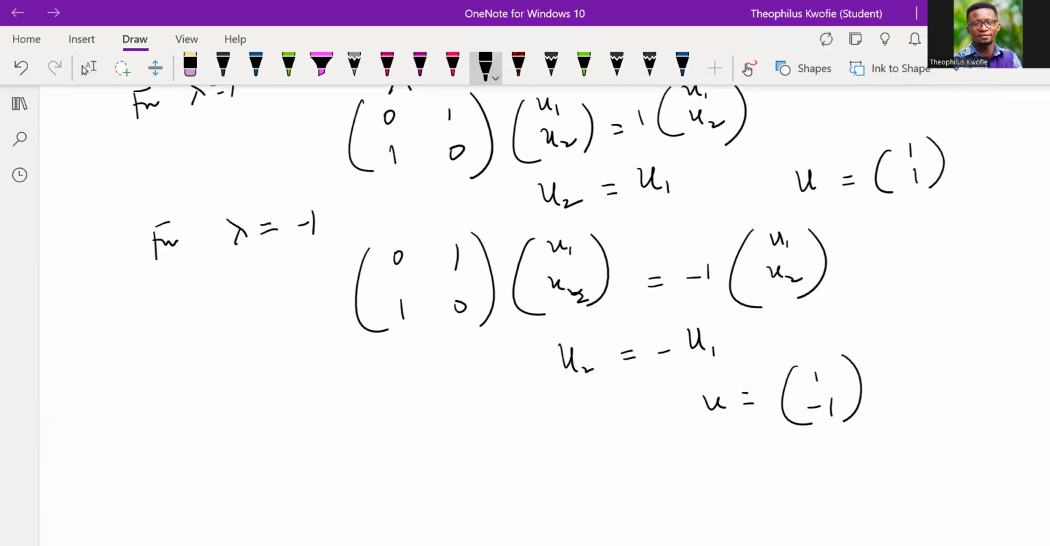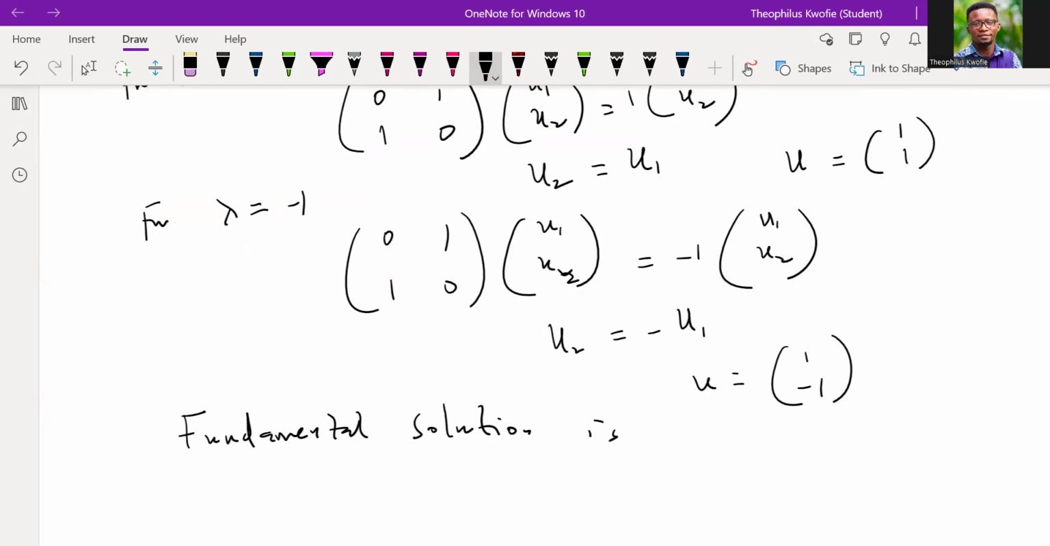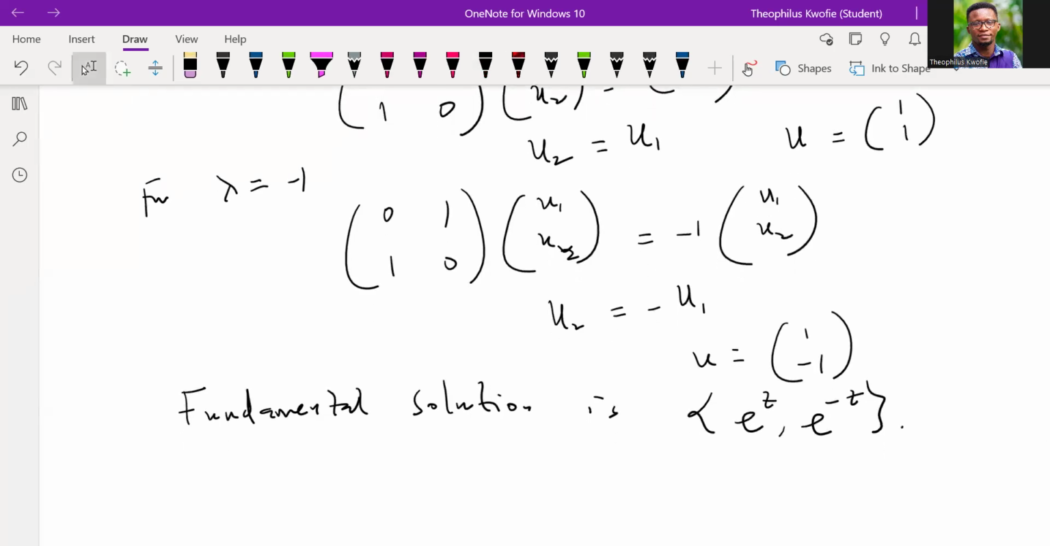Now we need to find a general solution for this. Over here, it is easy for us to point out that the fundamental solutions will just be e to the power t and then e to the power minus t. Let me write it well. This would be our fundamental solution. Then what becomes the general solution?